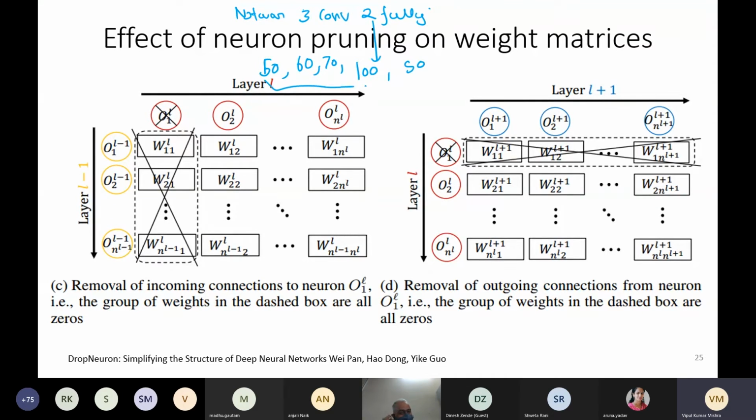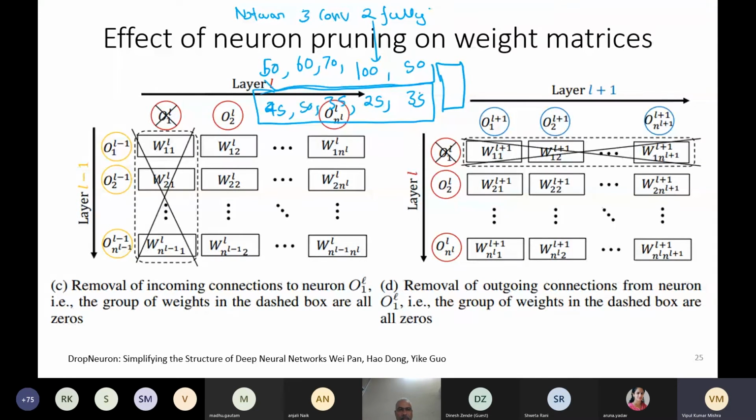Now we perform the pruning. We have pruned this entire network, and after the pruning we are left with 45 kernels, 50 kernels, 35 kernels, and then only 25 nodes and 35 nodes. I'm not talking about the last layer. The last layer we cannot modify, otherwise your output will change. Before the last layer, this is your new network.